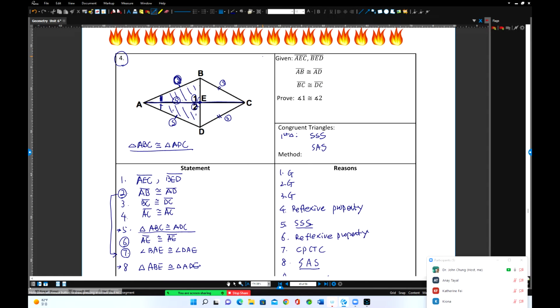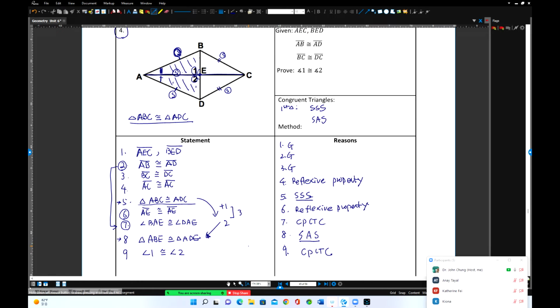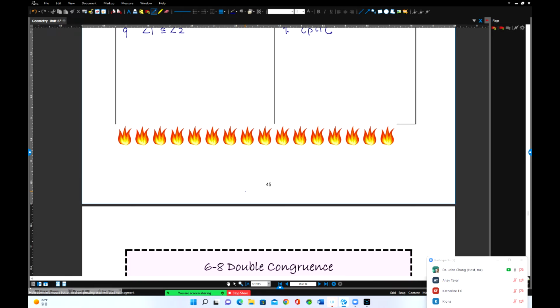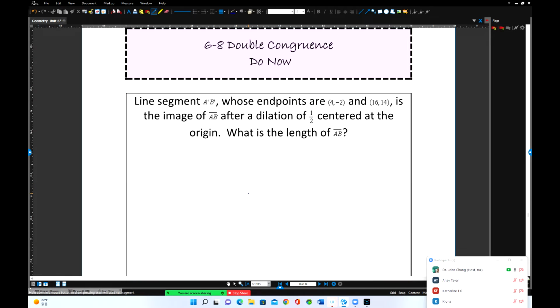We can go directly, okay, prove this way. We have only two factors available. We need three, right? So one factor can be obtained from here. Okay? So total is three factors. Okay? Side, angle, side. That is double congruence. So we're gonna have more practice on double congruence. Okay? Over here, now going into double congruence.